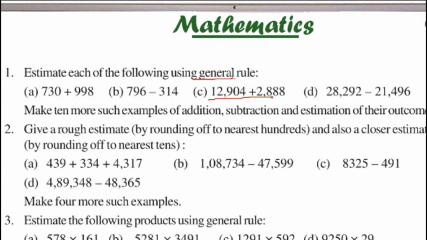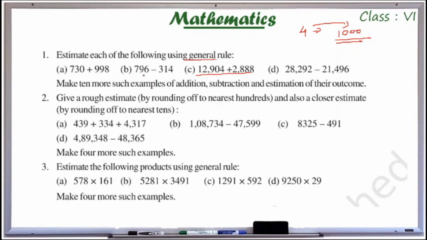In the case of this third example, where we have two numbers, the smaller number is 2888, which is a 4-digit number. So I can round both the numbers to the nearest 1000. 4-digit means 1000. In the case of this example, I have to round it to the nearest 100 because it is 3 digits. Make 10 more such examples of addition and subtraction. So you have to do this homework.